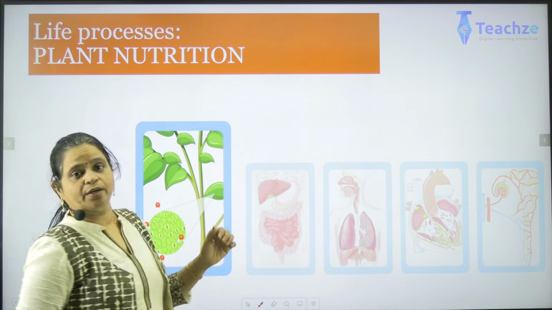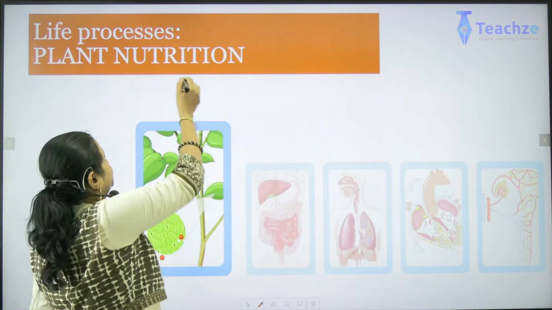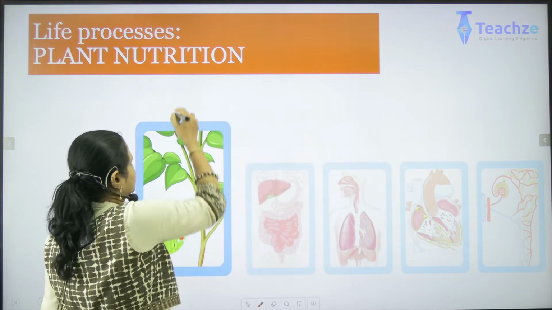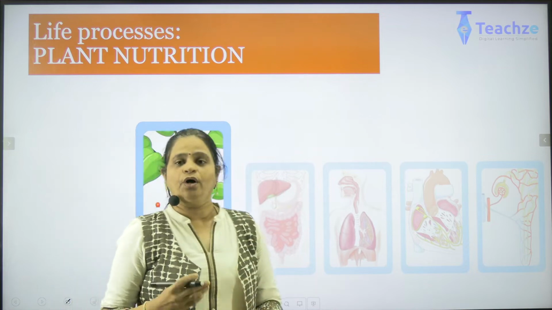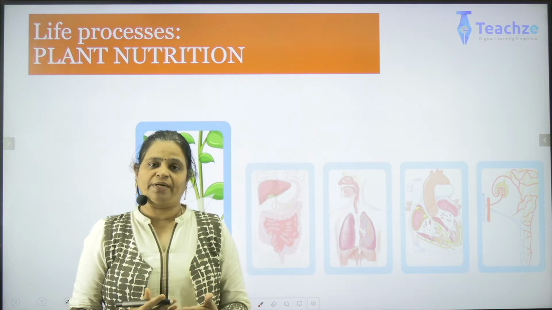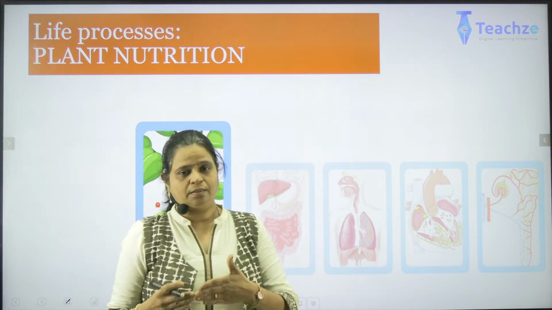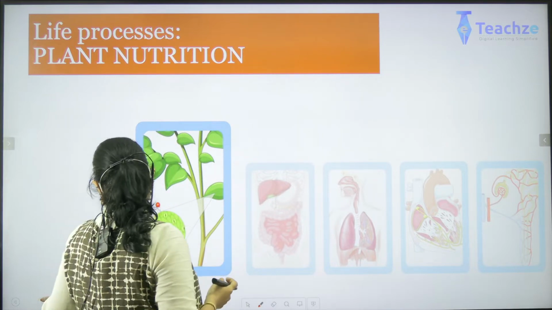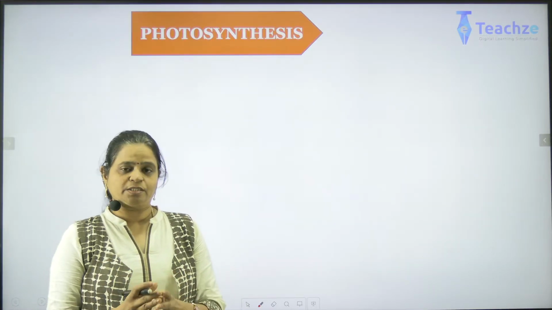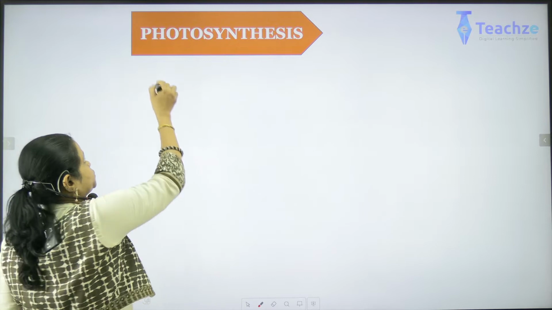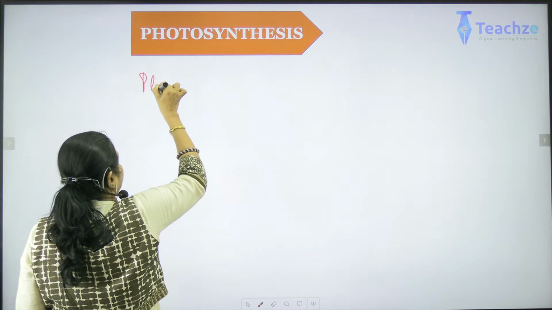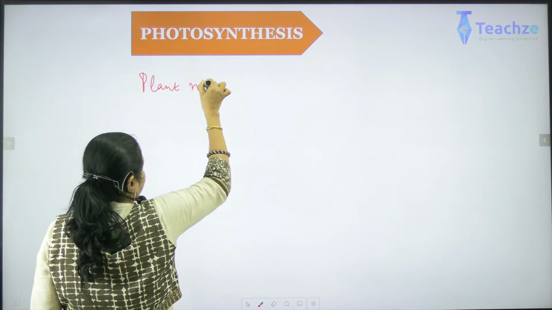Now today we will be looking at plant nutrition. We're going to emphasize plant nutrition. You all know plant nutrition is completely different from normal human digestion and nutrition. So let's take up whatever we have understood till now. Let's take up plant nutrition first. We'll take up plant nutrition today.